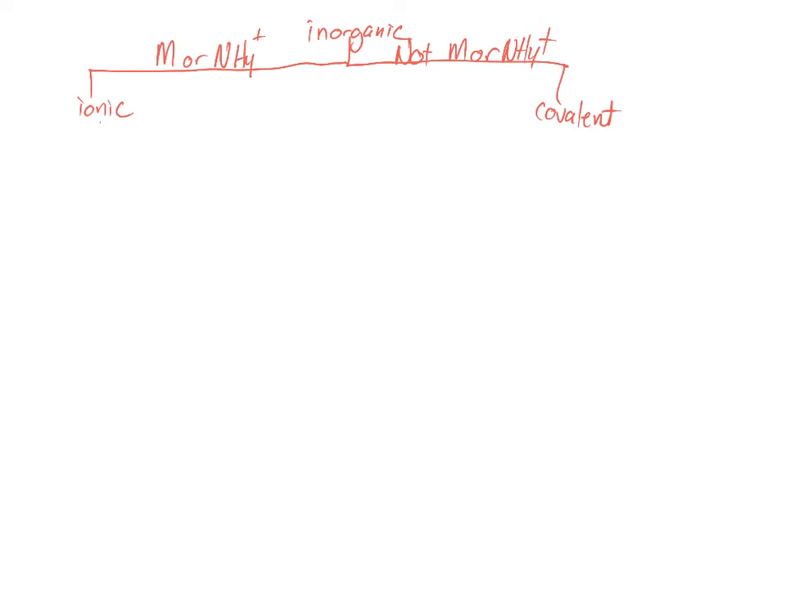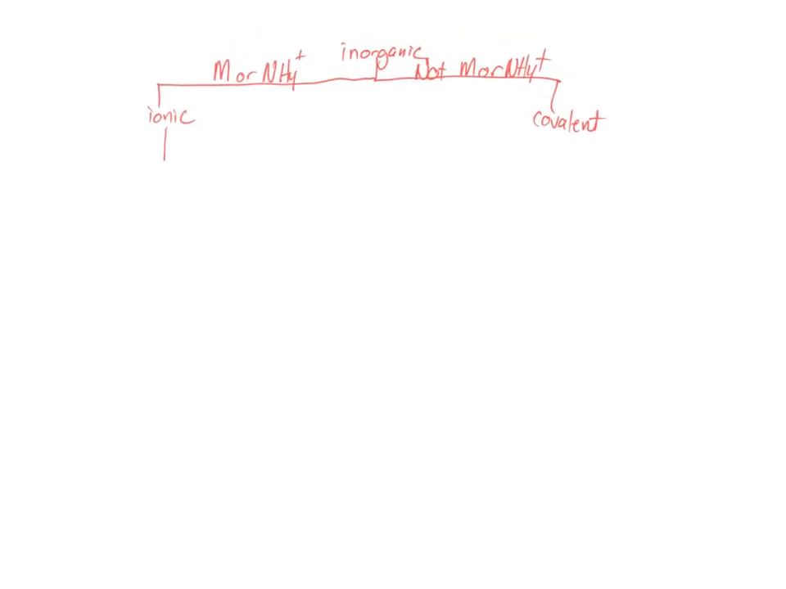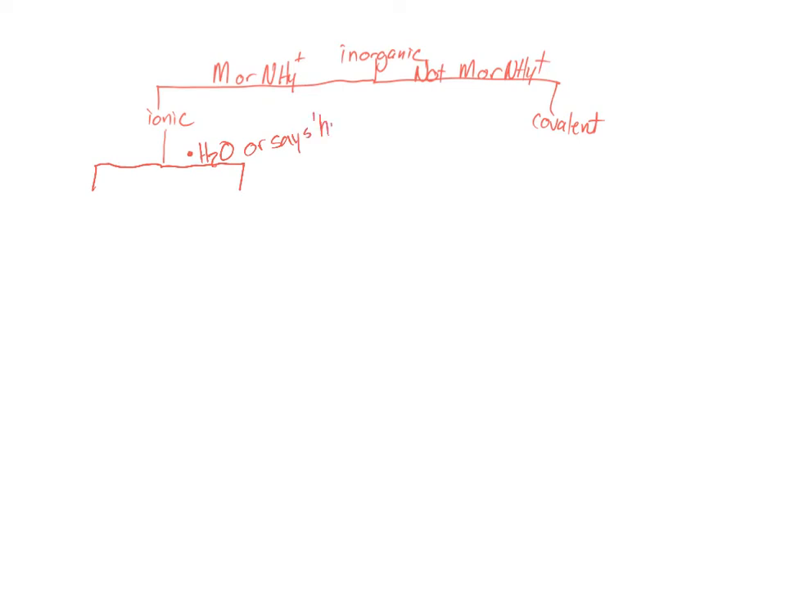Let's look at the next thing to do on the ionic side. I'm going to zoom out just a little bit. If it has something with H2O or says hydrate, then you use hydrate naming conventions. If there's no H2O, that means it's part of the formula, then you use ionic naming.